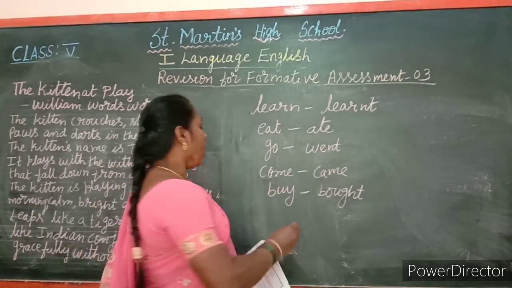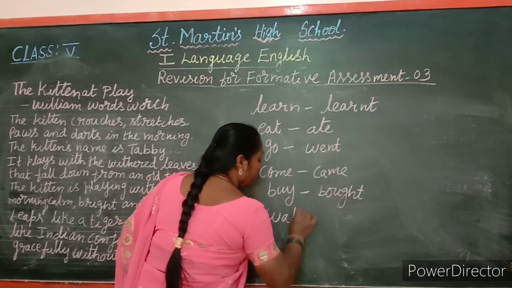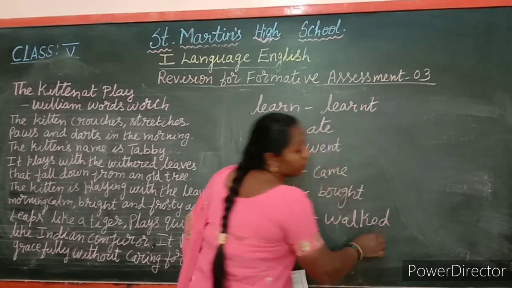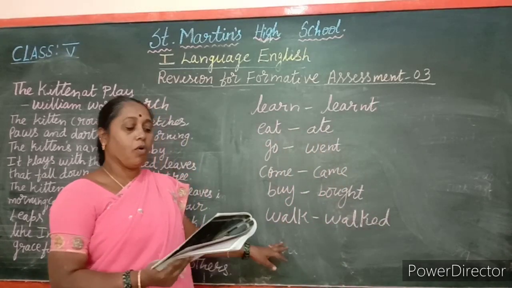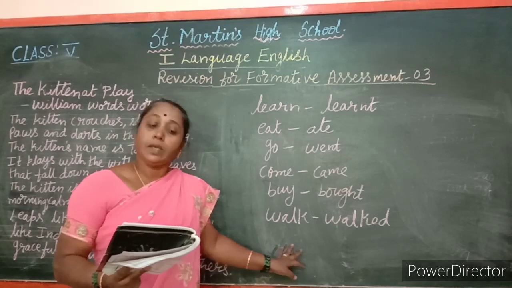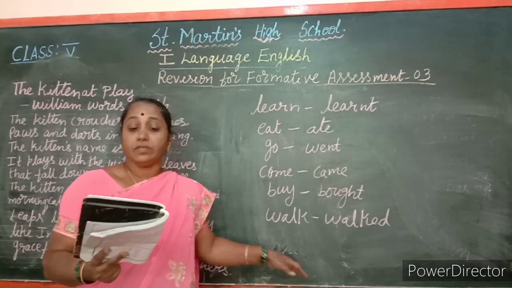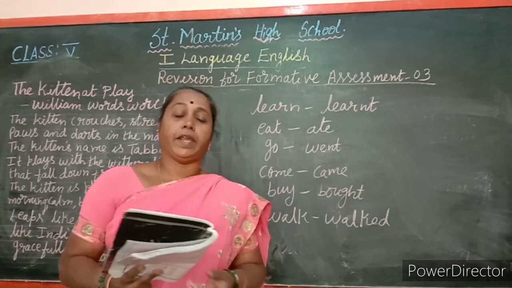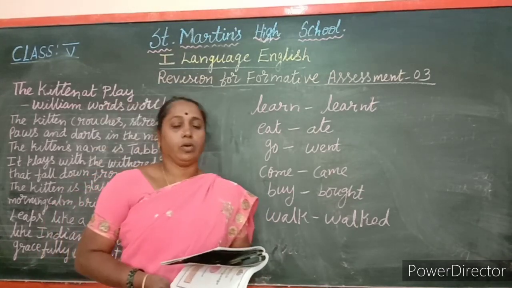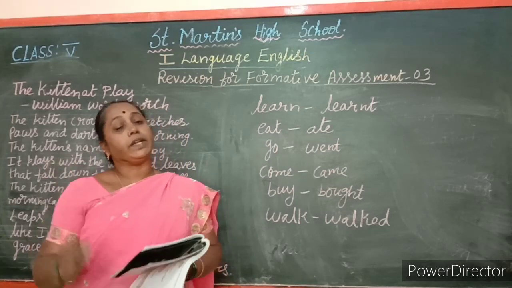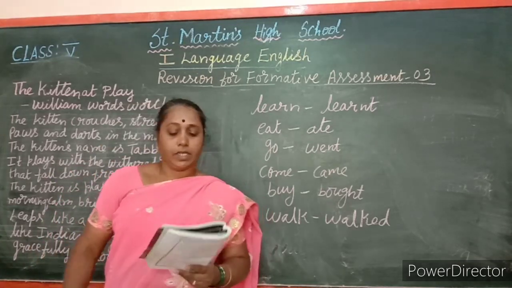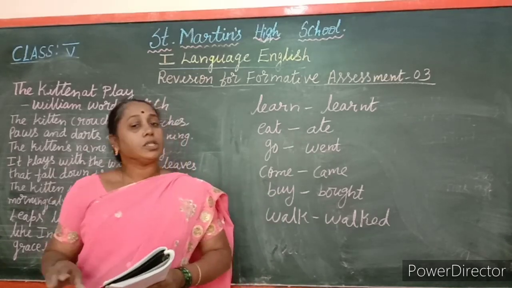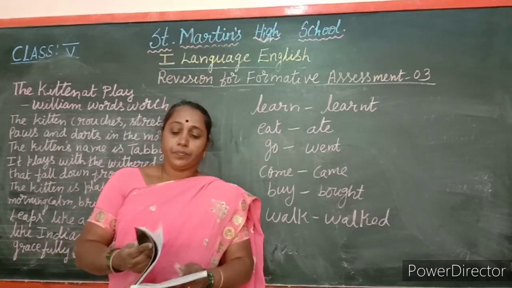So here, walk, walked. Most of the verbs will be changed into past tense by adding ed, children. For example, walk, walked. Prepare, prepared. Visit, visited. Play, played. Pray, prayed. Enjoy, enjoyed. So here all these words will end with the letters ed. And then see, saw. So I think now you understood about the past tense.